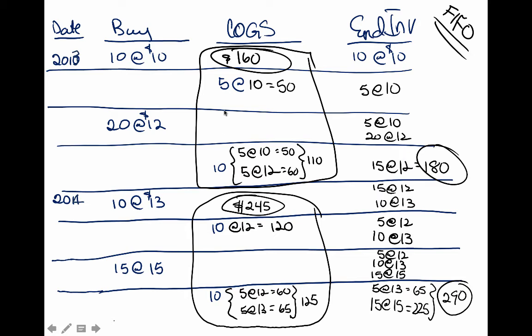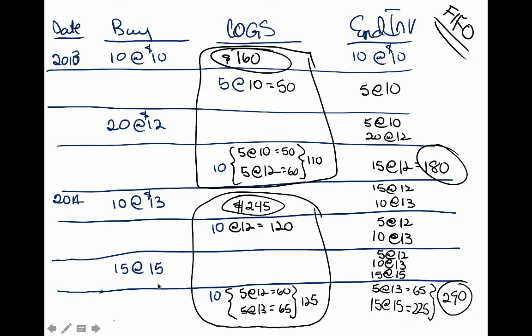To get cost of goods sold for 2013, you have to add up the cost of the two different sales. 50 and 110 is $160 cost of goods sold in 2013. Ending inventory for 2013 continues on. In 2014, we buy 10 at 13. So now we have 15 at 12, 10 at 13. We sell 10. Under FIFO, the first ones in, the $12, are the first ones sold. So we sell 10 at 12, meaning we still have 5 left at 12 and 10 at 13.